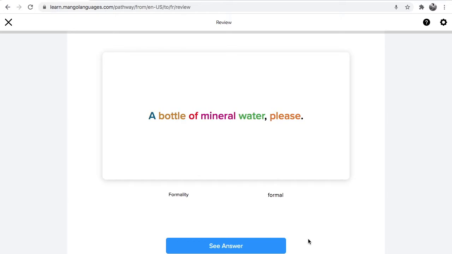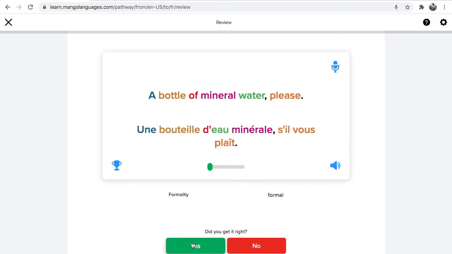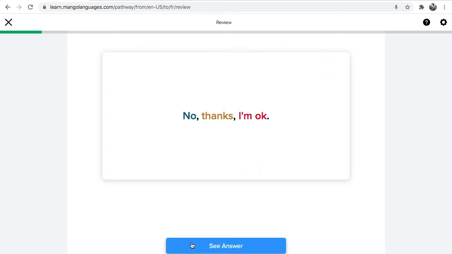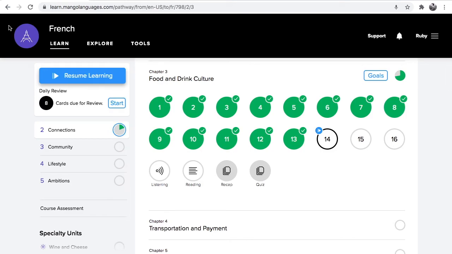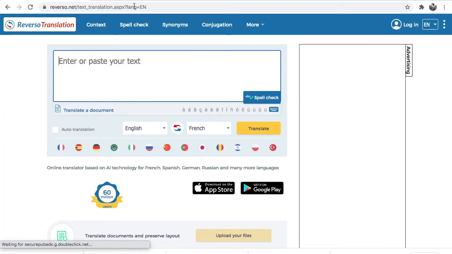Now, how do you say, "A bottle of mineral water, please"? So it's really awesome. If you do have the financial means to invest in something like this, I would definitely recommend Mango Languages for learning because it certainly does help. I can say that with 100% certainty because I started Japanese from scratch and I'm doing very well thanks to Mango Languages.